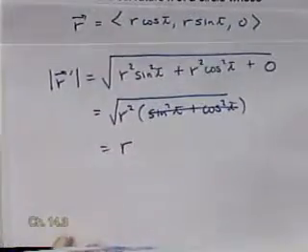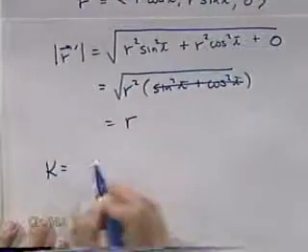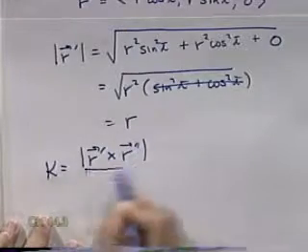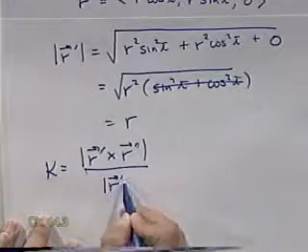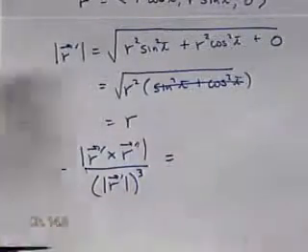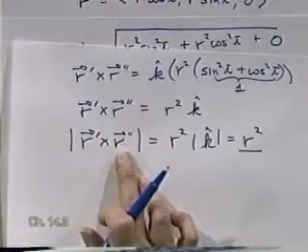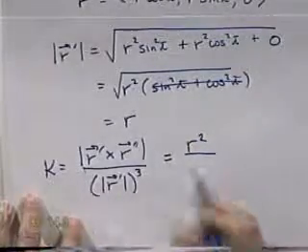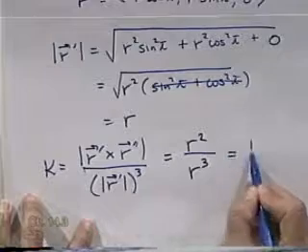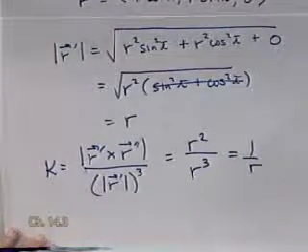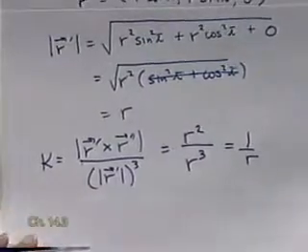So for the grand finale, my curvature is the magnitude of r prime cross r double prime all over the magnitude of r prime cubed. We got the magnitude of r prime cross r double prime to be r squared. We got the magnitude of r prime to be r. People, this is why I care about curvature. So if you've been sleeping, wake up.